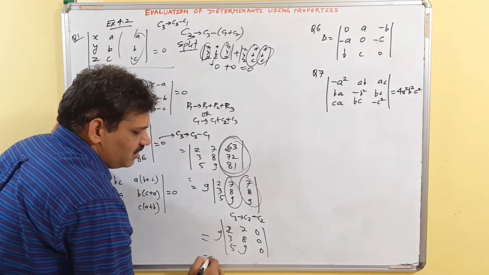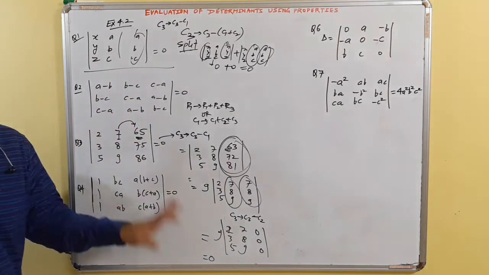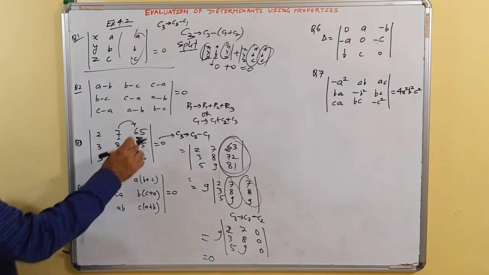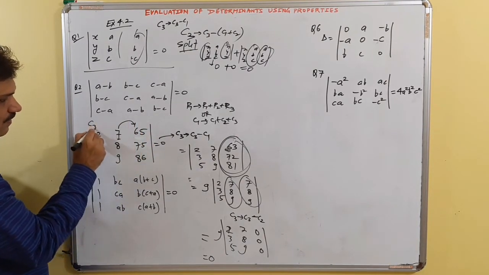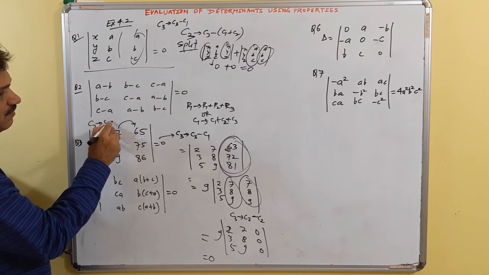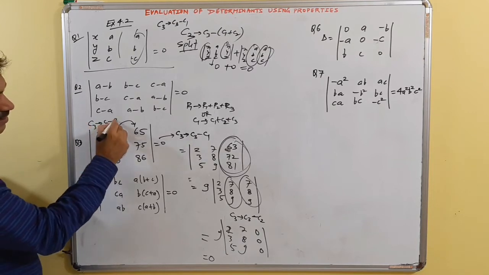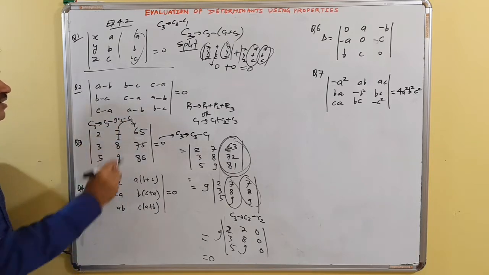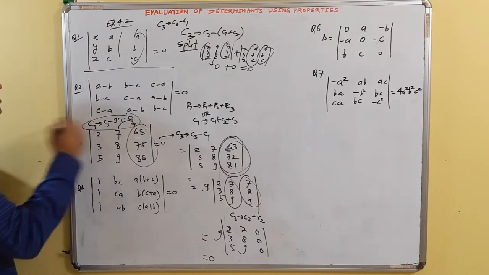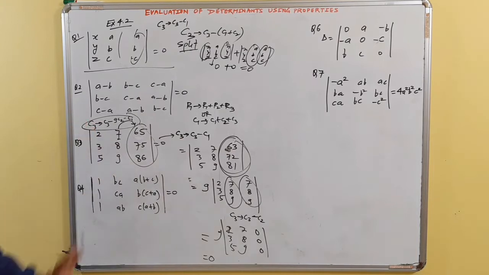So without expanding, we got that the value is 0. Or simply, if you have a clue, C3 becomes C3 minus 9 times (C2 minus C1). If you apply this, you will get all zeros here. That is how we do it.